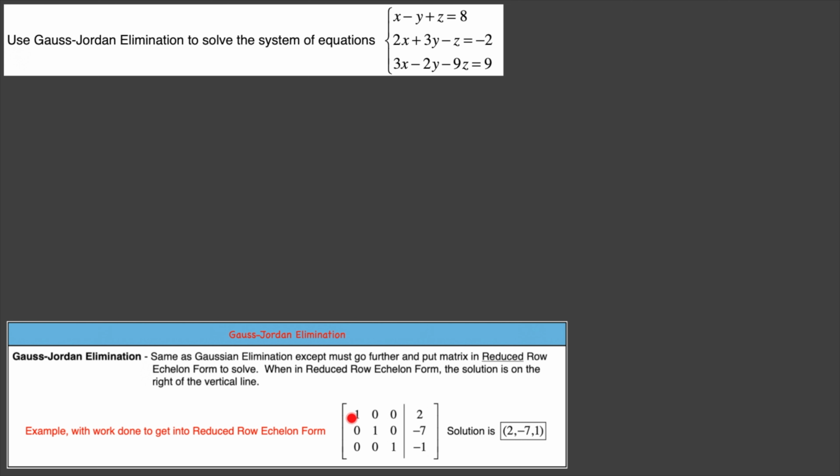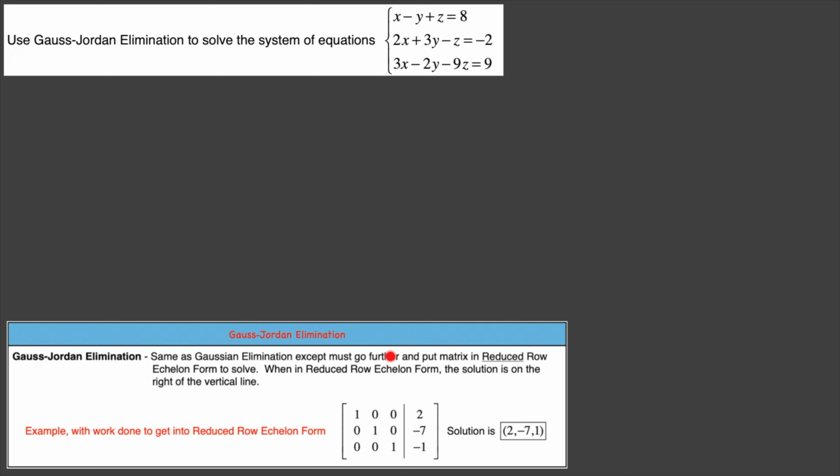Notice the first row has 1, 0, 0, and then there's zeros below the 1. The next row has a 1 to the right of the 1 above it, and the third row also has a 1 to the right of the 1 above it. And notice below each of these 1s and above them are also zeros. It takes more work to get into reduced row echelon form, but it's worth it because your solution is clearly seen on the right. Here's your x, your y, and your z value. So 2, negative 7, 1 would be the solution for this particular matrix.